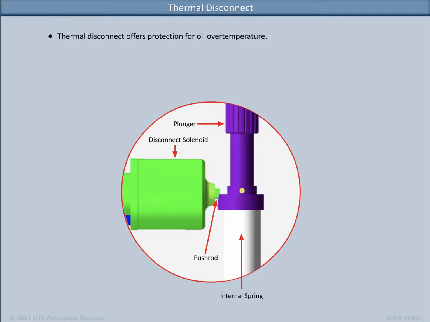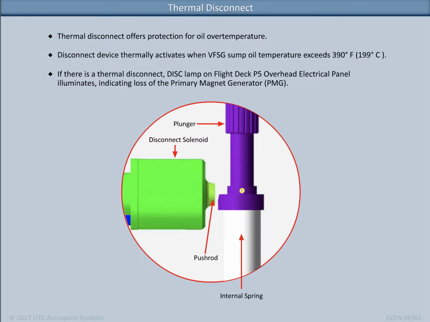Thermal disconnect offers protection for oil over temperature. The disconnect device thermally activates when the VFSG sump oil temperature exceeds 390 degrees Fahrenheit, 199 degrees Celsius. If there is a thermal disconnect, the disc lamp on the flight deck P5 overhead electrical panel illuminates, indicating a loss of the primary magnet generator. Click the forward arrow to learn more about electrical disconnect.